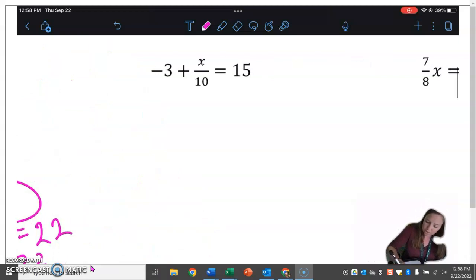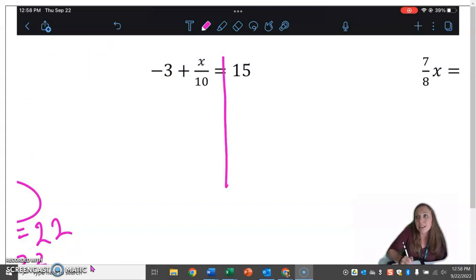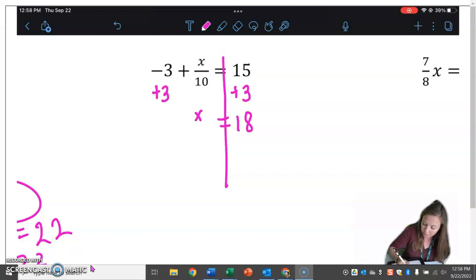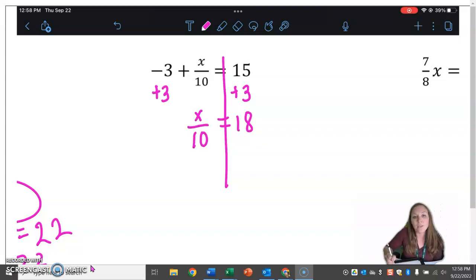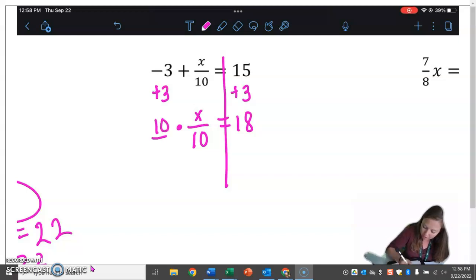So for this one, we're going to start with a negative 3 because it's not connected. It's a negative, and since it's not connected, we're going to make it 0. So we're going to add 3 on both sides. And then from there, it's x over 10, or you can think of it as 1/10 x. So to get rid of it, if it's in the denominator, we can multiply it by 10 over 1.